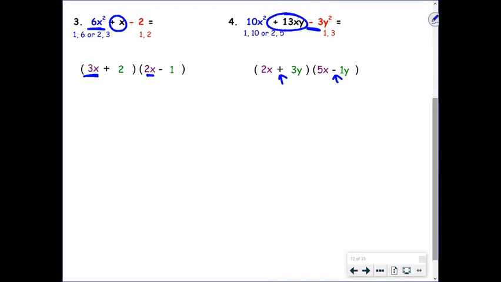In number 4, I notice my middle term is positive. I have a negative there in my last term, so it's going to be a positive and negative. I check it just to make sure. 15xy minus 2xy is 13xy. So, yeah, that's what I wanted. So the answer is 2x plus 3y, 5x minus 1y.